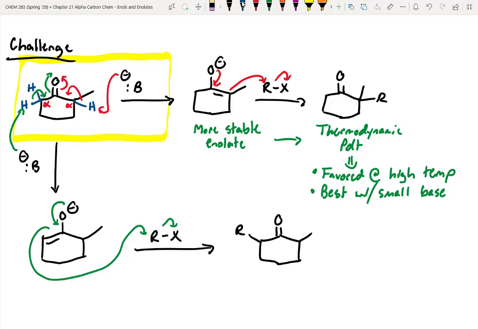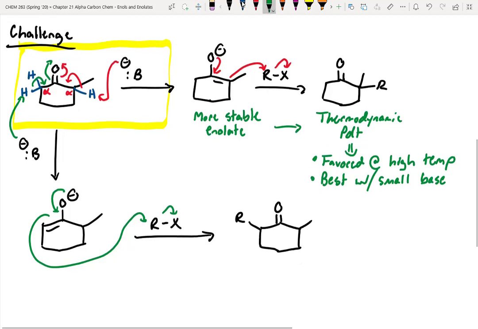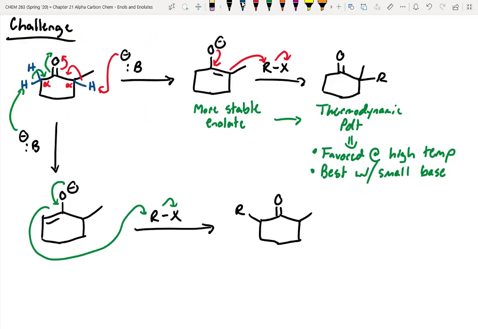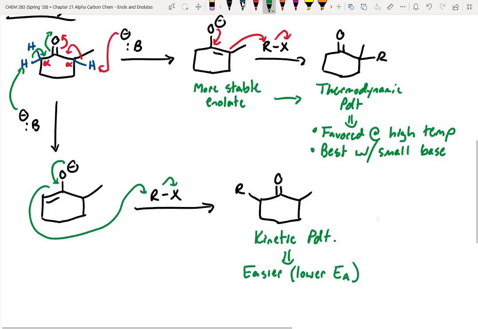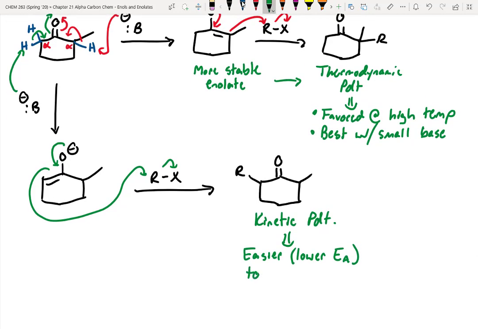So this is kind of the interesting duality with a lot of chemistry. When we think about this, oftentimes we can get a mixture of a thermodynamic product and a kinetic product. And what that means is that it is easier, meaning lower activation energy, to grab less hindered alpha protons.